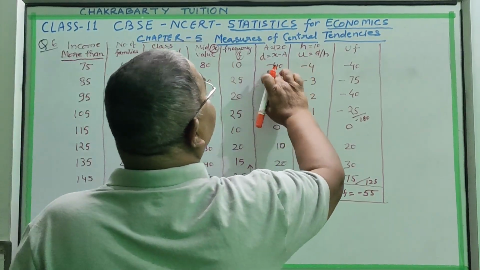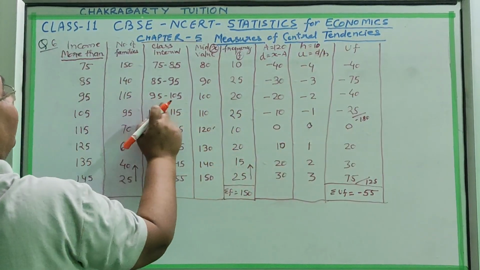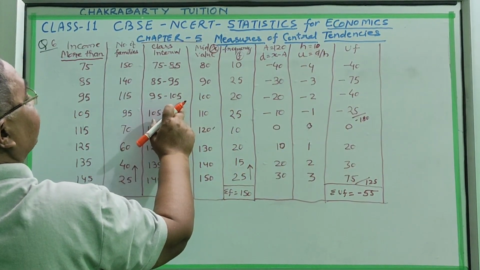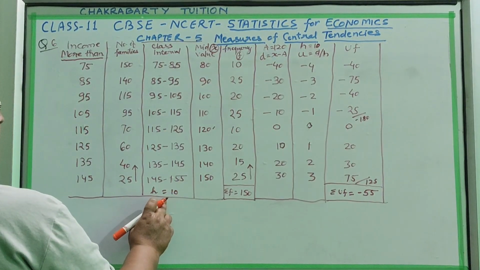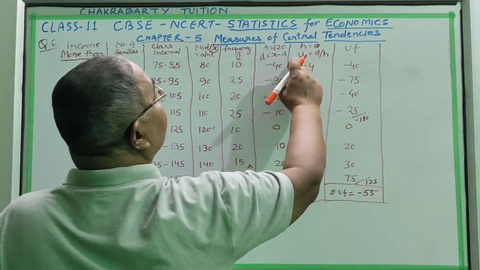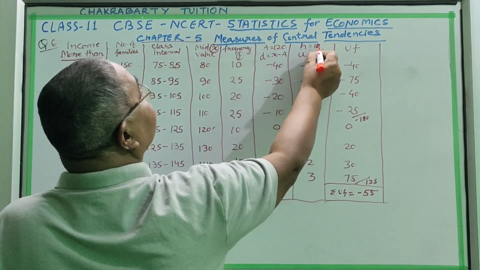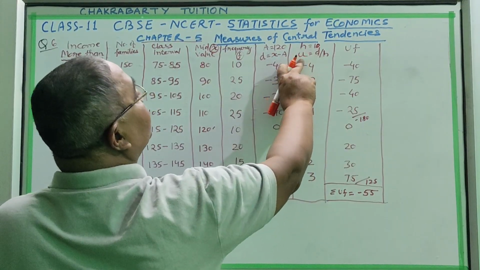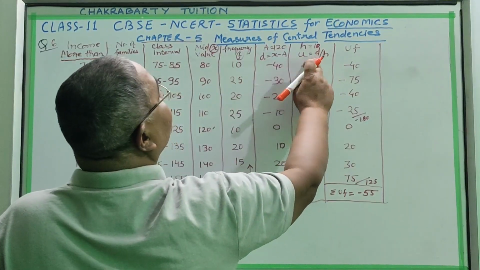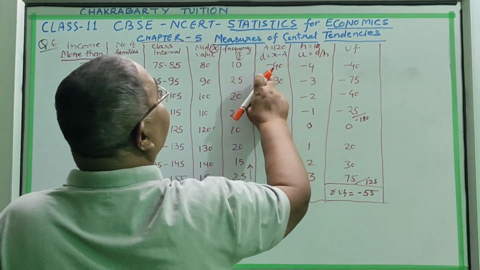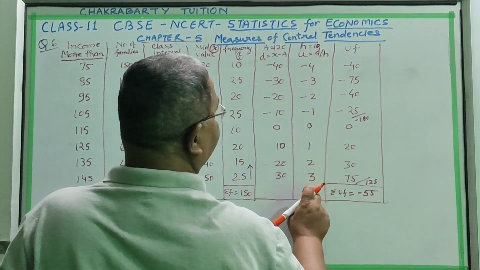Okay, now h is the class interval. Class interval means here 10 is the difference, so h equal to 10 here. So from d you can make a further step, step deviation. It is denoted by u here. In some books they also use d dash. So u equal to d upon h we will make. We have done d upon h, divided by 10, and we got it.